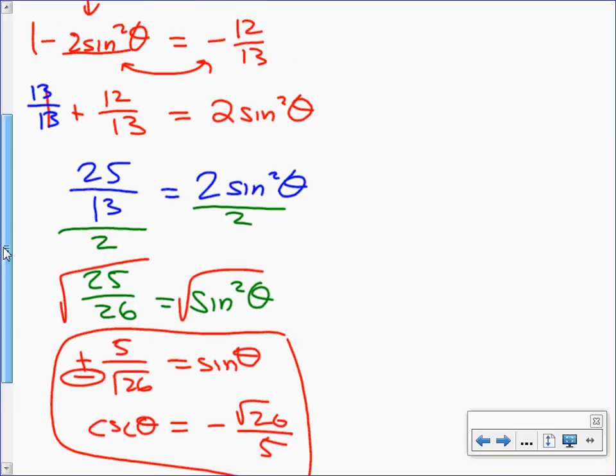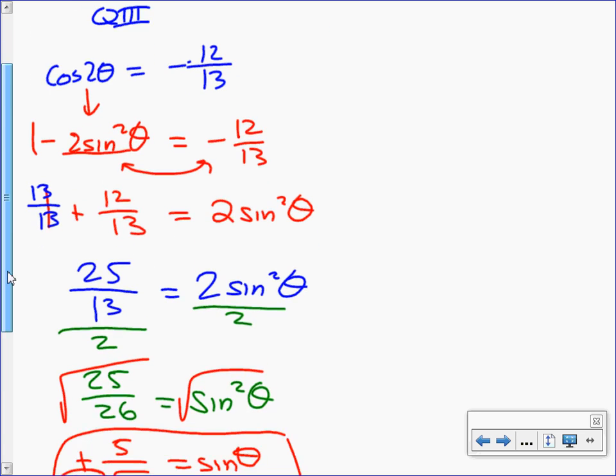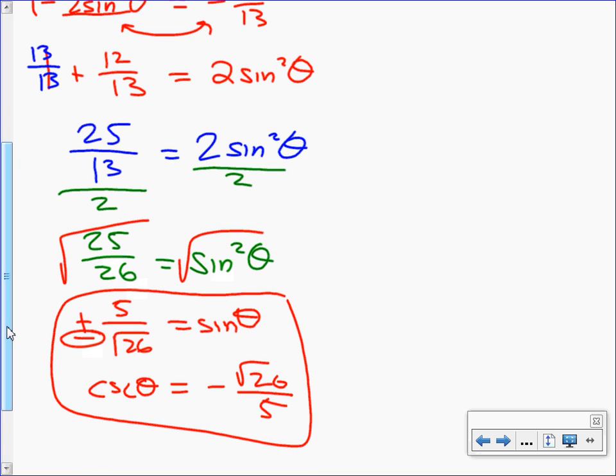We plug into the triangle. Since sine is negative, we're in quadrant 3. You could do it the other way, but since we've been doing triangles all day, let's just do it. Sine is negative 5 over root 26. 26 minus 25 is 1, so this would just be negative 1. And x squared plus y squared equals r squared, so x is negative 1.